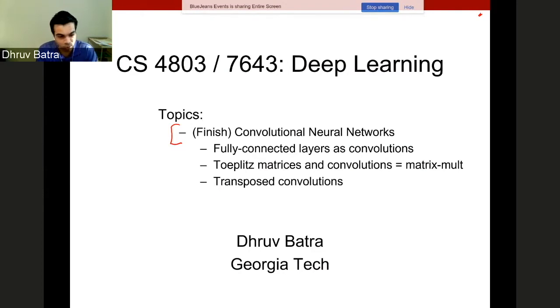And the third module where we'll head to is recurrent neural networks with applications to natural language processing. So that's where we're headed next. And today we're hoping to finish everything that we need from CNNs.